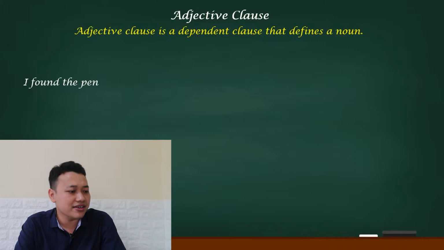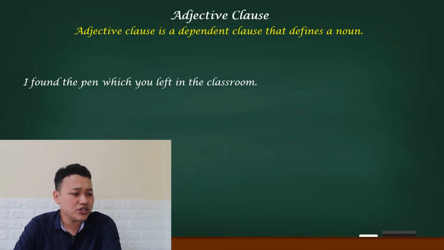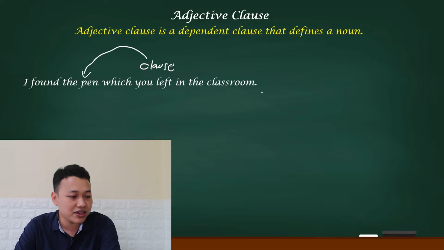I found the pen. It is a complete sentence already. There is a subject, verb, and also object. But somehow the pen here needs additional information. So that's why we put an adjective clause. So, which you left in the classroom here is a clause that explains a noun, which is the pen. That's why which you left in the classroom here is called an adjective clause.